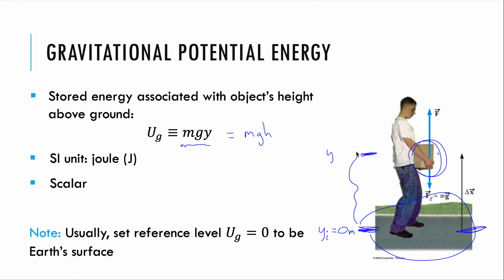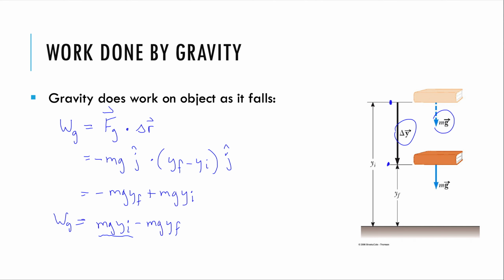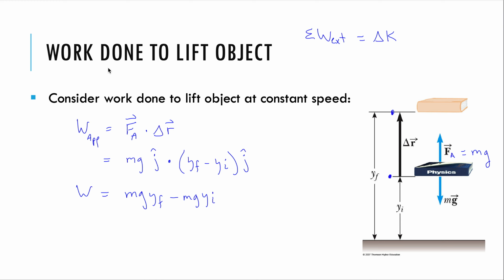But the important thing for now is that the potential energy is measured relative to something else. Now let's go back and look at the previous couple slides for just a minute. When we lifted the object, we saw that the work that we did here was the change in potential energy of the object, right? The final minus the initial.